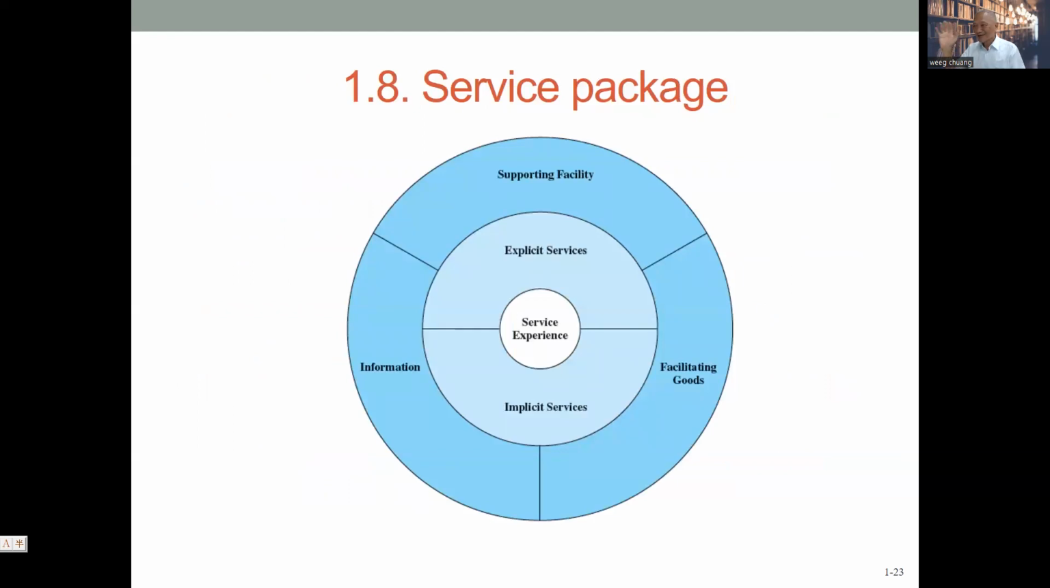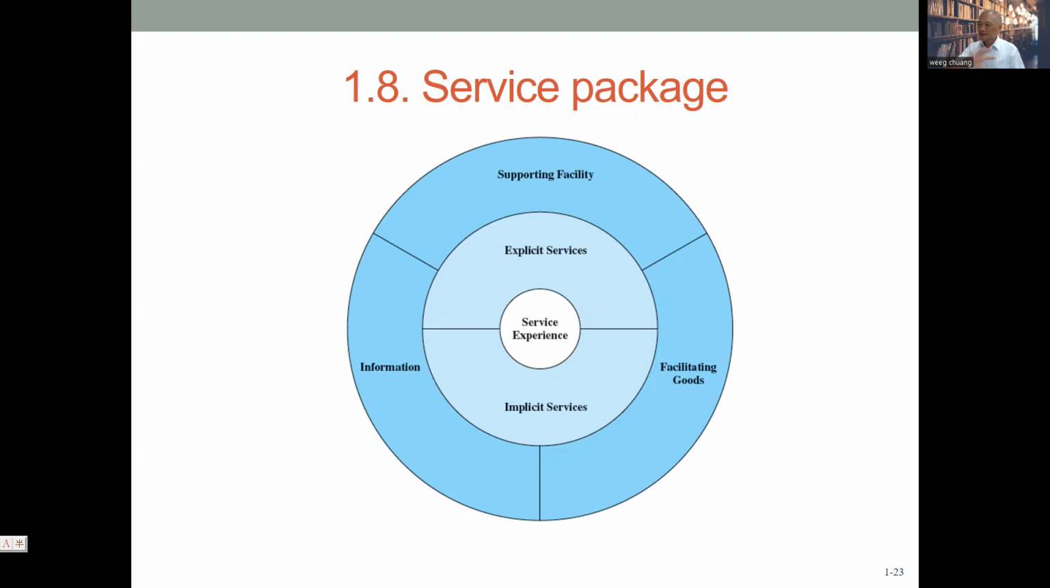And that's about the major characteristics of services as compared to physical products. And next, let's look at the way to see the service. Here we suggest a systematic perspective to look at the service. That's the concept of service packaging.